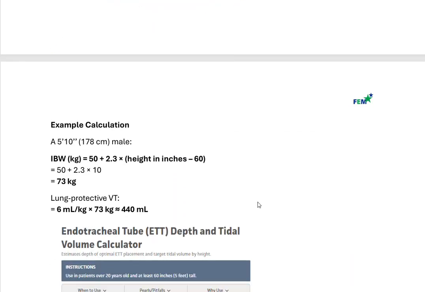And let's do one example. So let's say this patient's height is 178 centimeters and it's a male patient. So let's see what the ideal body weight is going to be. So like we said, for male, we're going to use 50 plus 2.3. So this patient's height is 178. So we're going to convert this to inches. And how do we convert to inches? We divide by 2.54. And when you divide by 2.54, that gives us, very good, that gives us 70.